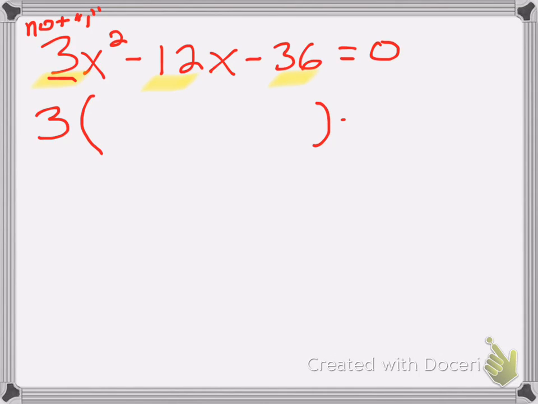Now, I can't do the 2 parentheses yet. I can only stay with the 1 for right now. Not until that number in front of x squared is 1. Now, watch what happens here. 3 divided by 3. Okay, I'm talking about this 3. 3 divided by 3 is 1. That's a good thing right there to happen. I'm going to underline that 1.